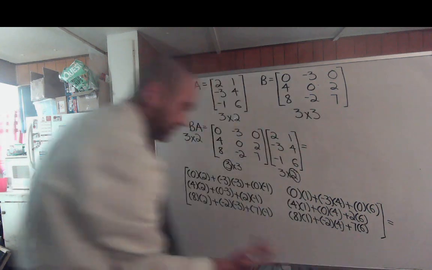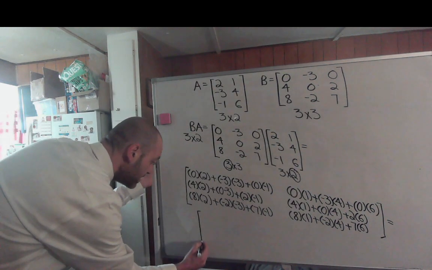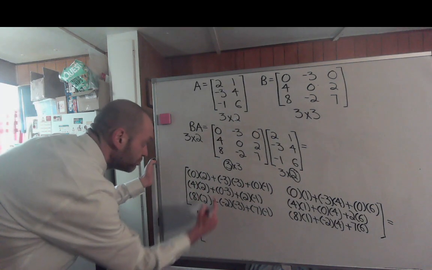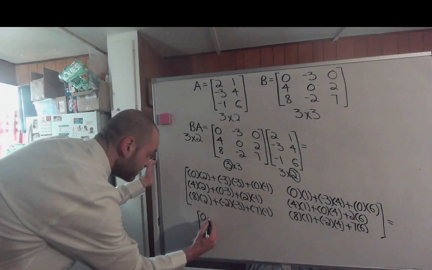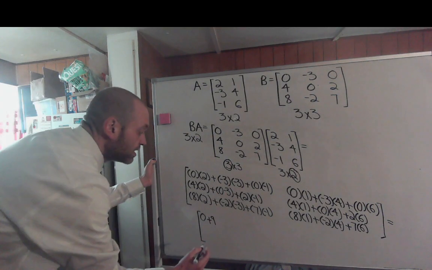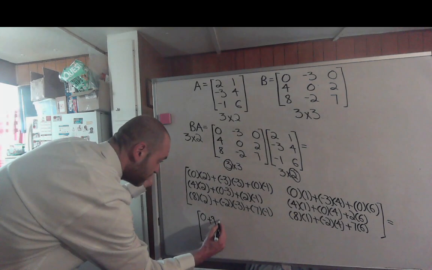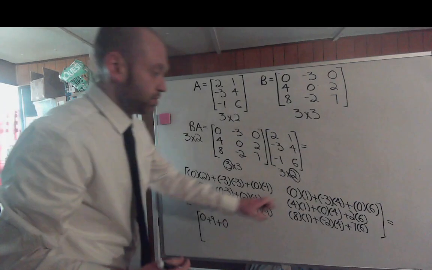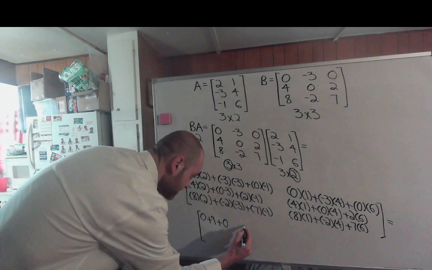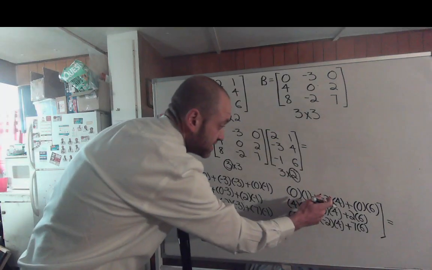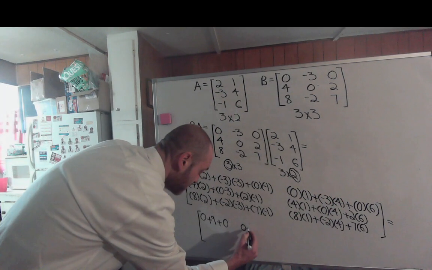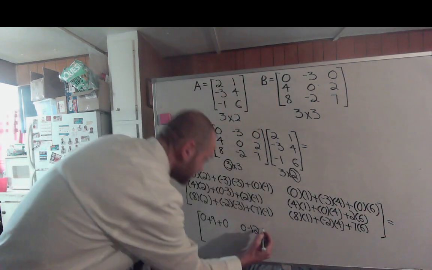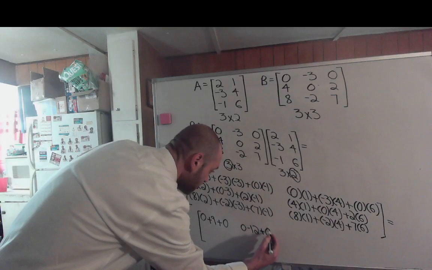Alright, let's simplify this, of course. So you'll end up with 0 times 2 is 0, plus negative 3 times negative 3, that's plus 9, plus 0 times negative 1 is 0. There's your first number of the first row. Then 0 times 1 is 0, plus negative 3 times 4, that's minus 12. And then plus 0 times 6, that's just a plus 0.